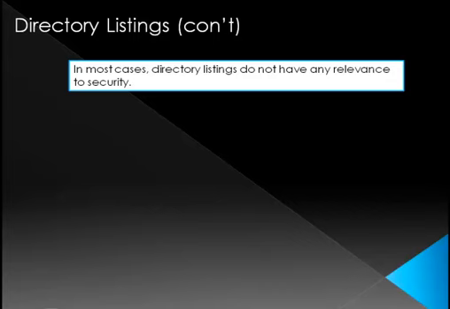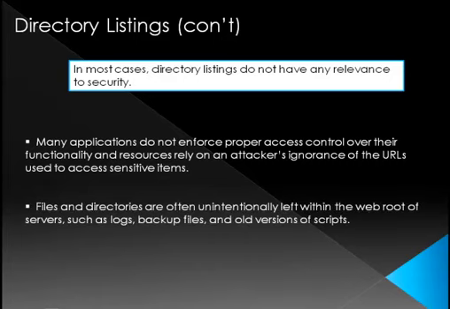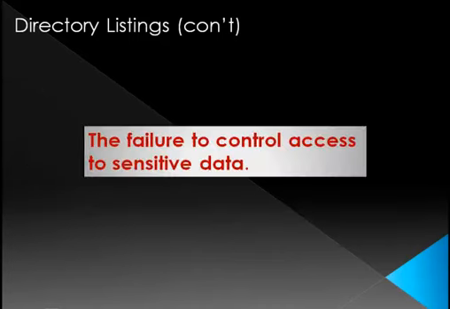However, there are two main reasons why obtaining directory listings may help in the attack of an application. First, many applications do not enforce proper access control over their functionality and resources, and rely on the attacker's ignorance of the URLs used to access sensitive items. Second, files and directories are often unintentionally left within the web root of servers, such as logs, backup files, and old versions of scripts. The real vulnerability is in the failure to control access to sensitive data.